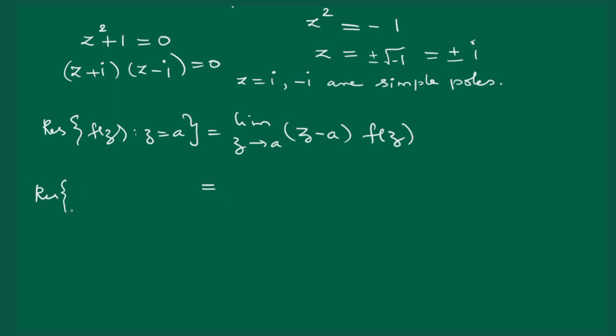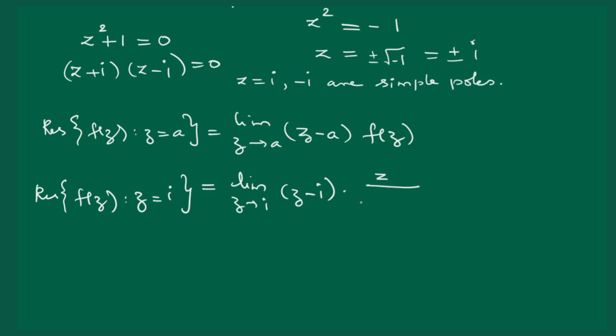So now here we are going to calculate the residue for the function f of z at z equal to i. So it will be limit z tends to i, (z minus i) into the function, which is z by (z plus i) into (z minus i). That is, instead of z square plus 1, we can write it in the factorized form. If we write it in the factorized form, then we can easily cancel this term. So here, as the limit z tends to i, we will be getting z divided by (z plus i).